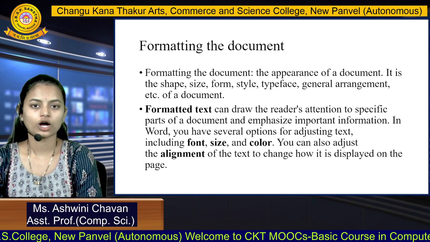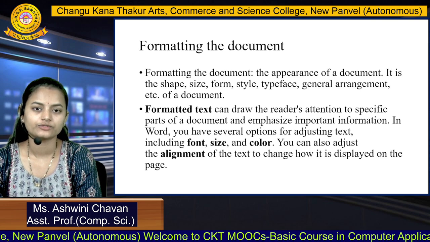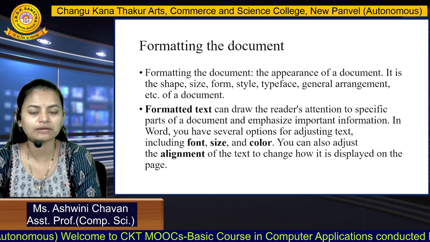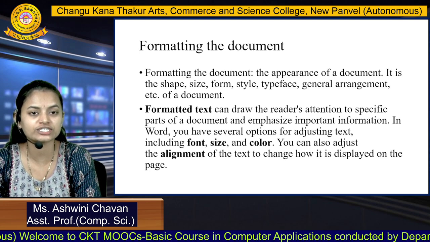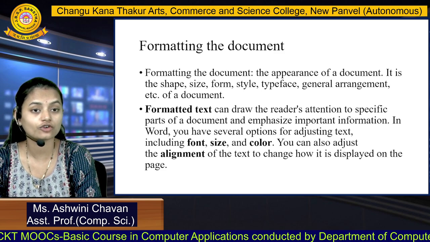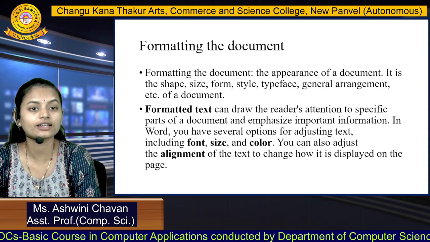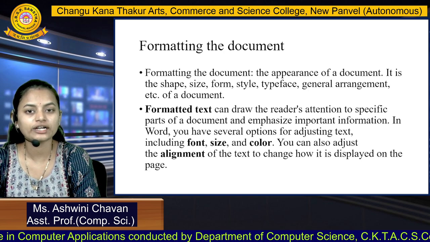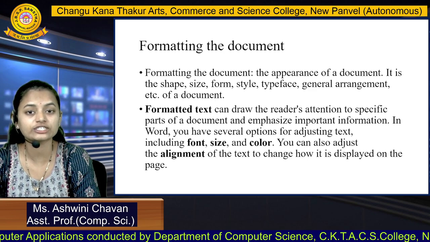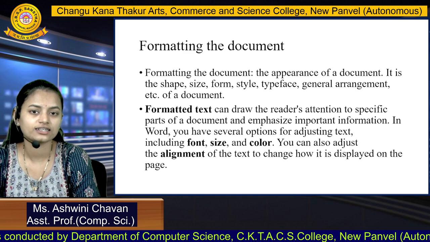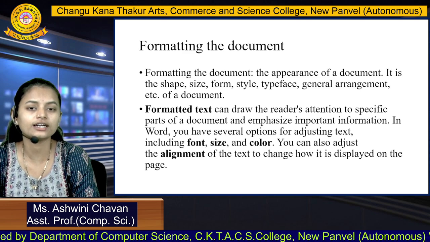Next, we'll explore how to format the document. Formatting the document means changing the appearance of the document. That means we are making some changes to the text. We can change the size of the text. We can change the color. We can highlight a particular text. So formatting consists of changing the shape, the size, the style, the typeface, and the general arrangement of the text in the document.